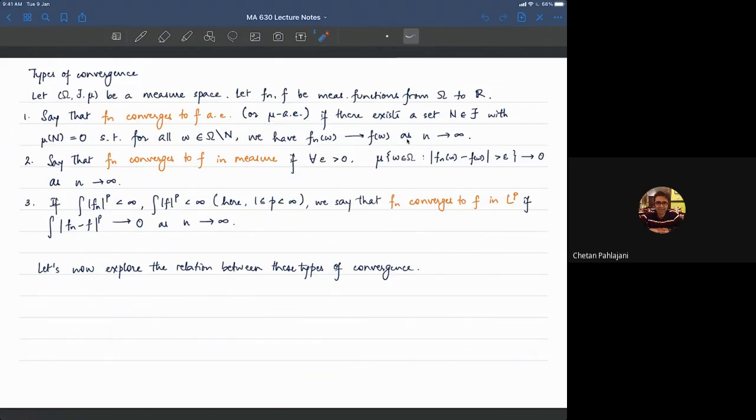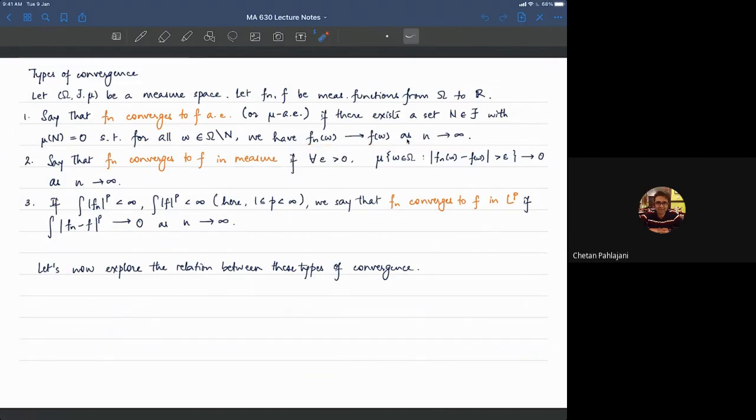If you can throw away a null set, and on whatever is left, fn converges to f. In other words, if there exists a set N in F with mu(N) equals 0, such that once you throw N away, in other words, for all omega in Omega minus N, you have fn(omega) converges to f(omega) as n goes to infinity.